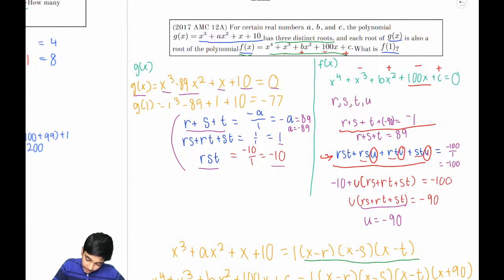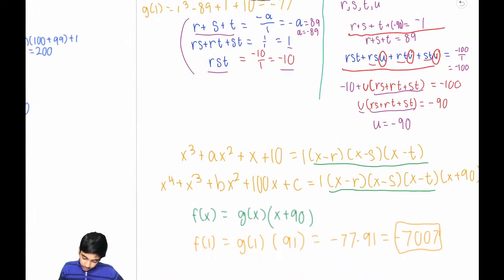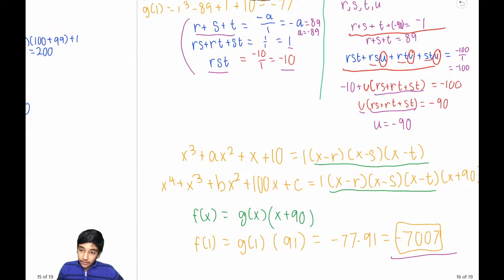And then what we do from here is we factor this expression. We know the value of r is t, so we factor out the u to get this term here. And then we summarize from there. So overall, we just do u times this quantity, and we see that u will be negative 90. So overall, we get that expression. So f of 1 will be negative 7,007.